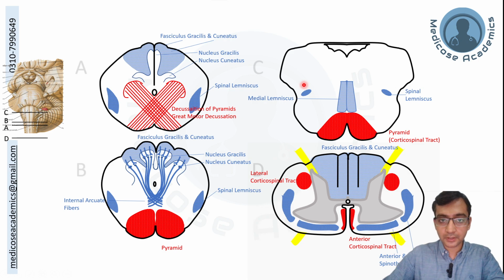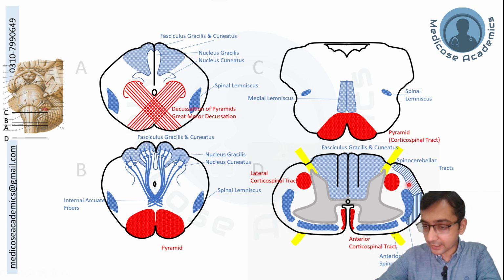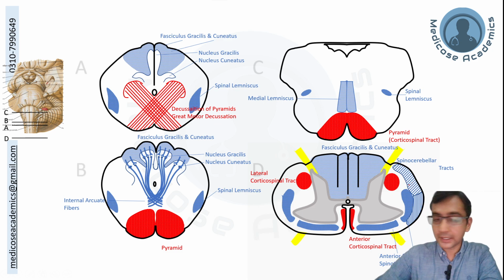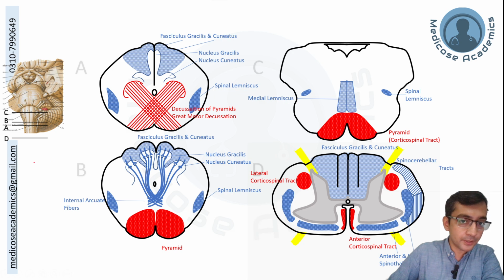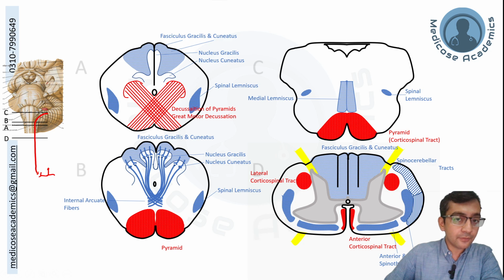Next, let us talk about spinocerebellar tracts. There were two spinocerebellar tracts, if you remember from the spinal cord lecture. One is the posterior spinocerebellar tract. After synapsing with the Clark's nuclei, the posterior spinocerebellar tract went up and exited the medulla from the inferior cerebellar peduncle.